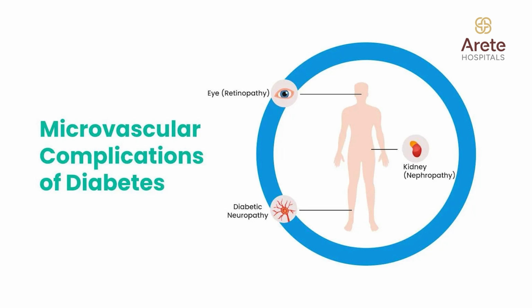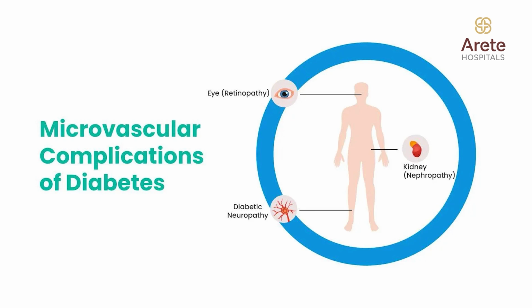The second microvascular complication of diabetes is nephropathy. That is, your kidney vessels are again prone to damage by the chronic high blood sugars. Nephropathy can be seen in patients who have been suffering with diabetes for more than 10 years and who have retinopathy also. And another microvascular complication is your neuropathy.